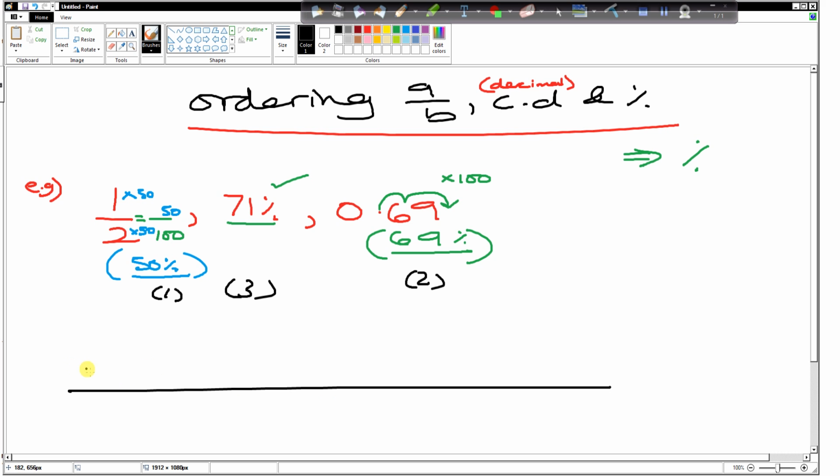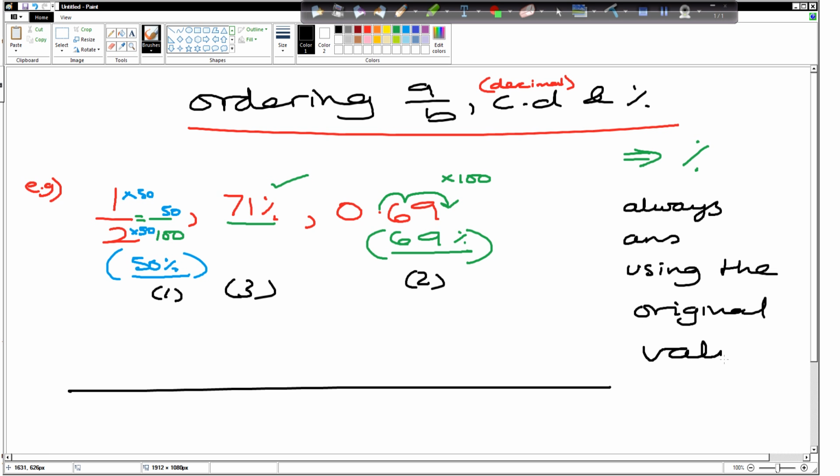What's the first answer? What do I put here? 50%? No, you don't put 50%, because when you order the fractions, you must always give the answer using the original values. Always answer using the original values. So you can use these values here to help you understand it, but you must answer using the original values.